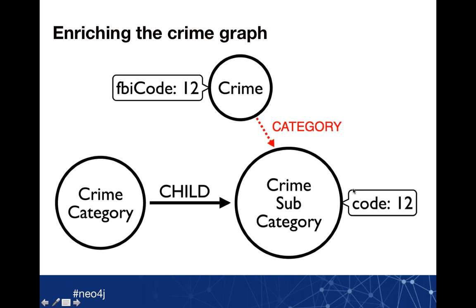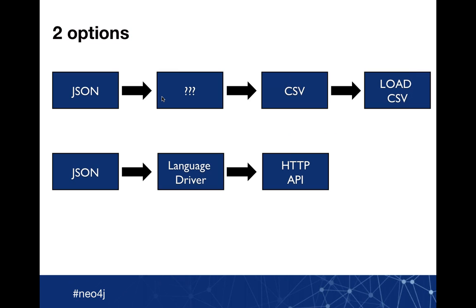They've got an FBI code, and then we've got a code on the crime as well. And we'll then do a query which connects them together. So when you're working with JSON, depending on what you're comfortable with, I think there's roughly two ways that you can take on this problem.